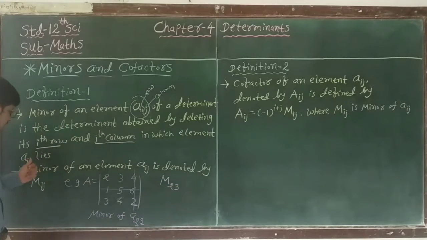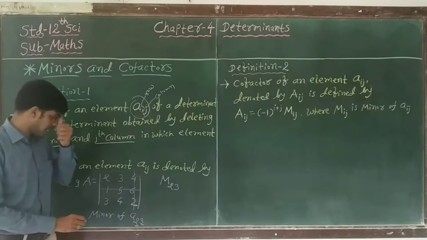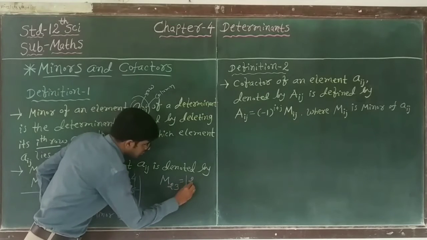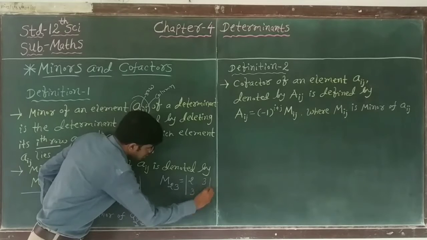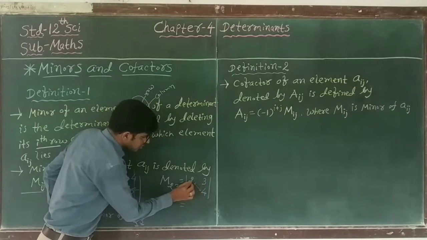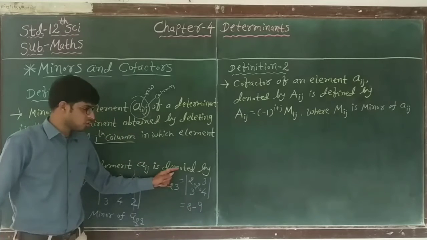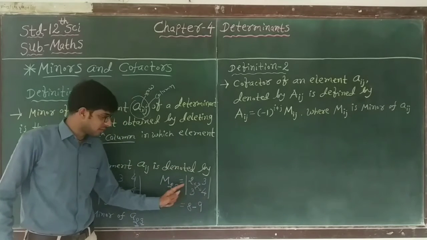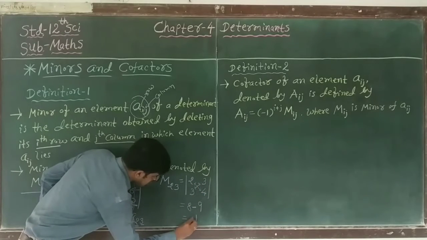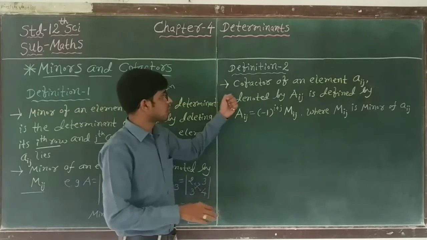So it gives M23, because the minor of an element Aij is denoted by Mij. M23 is equal to the determinant with rows 2, 3; 3, 4. Now we take the cross product: 2 fours are 8 minus 3 threes are 9. That means we multiply the principal diagonal minus the multiplication of the second diagonal. So the answer is minus 1.